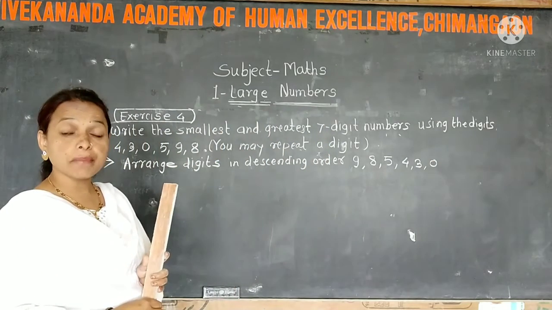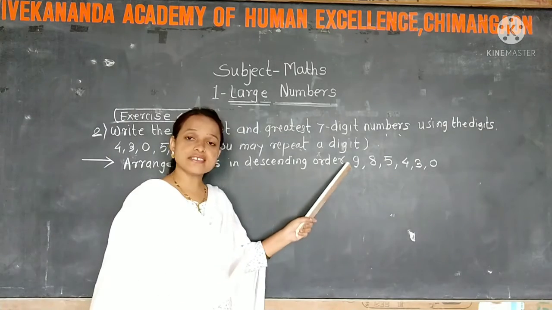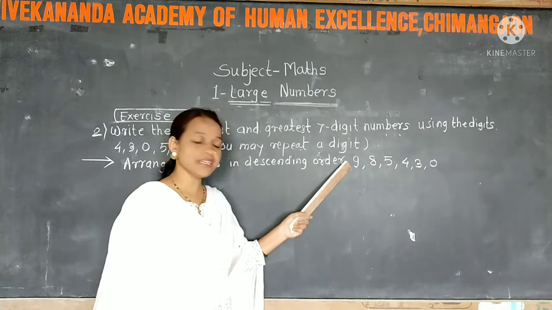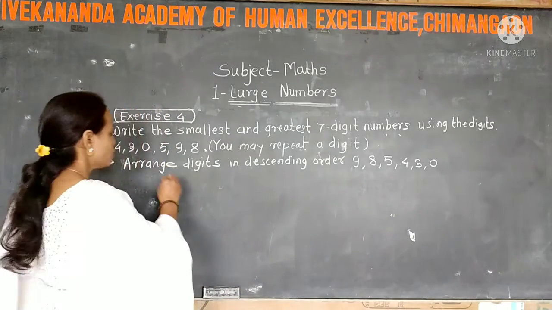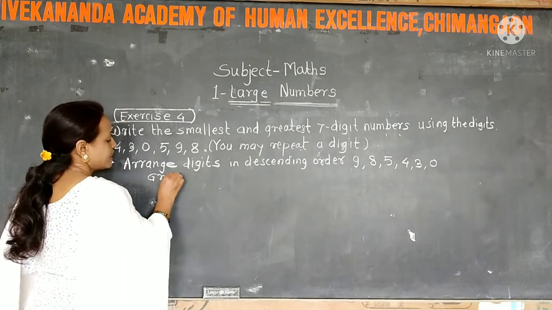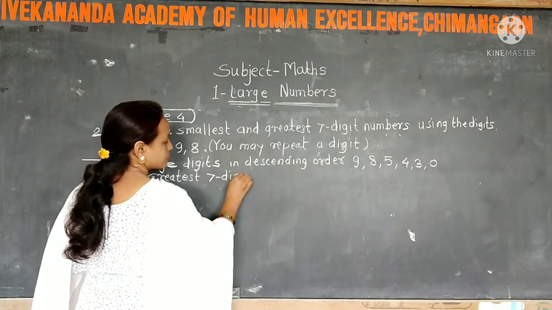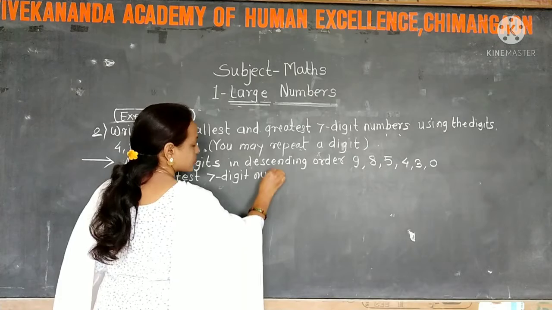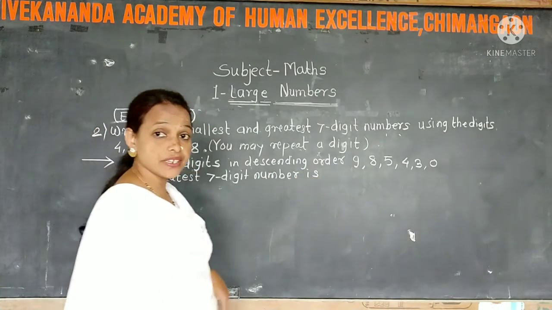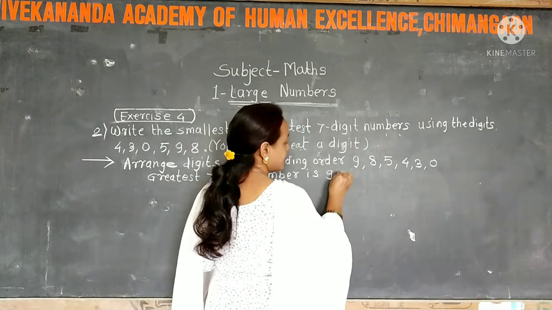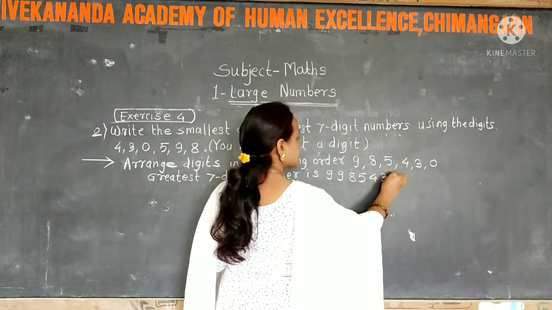Now we have to make a greatest 7-digit number. Here greatest digit is 9. So we may repeat digit 9 to make a greatest 7-digit number. So we get here greatest 7-digit number is, we repeat here digit 9. 9, 9, 8, 5, 4, 3, 0.